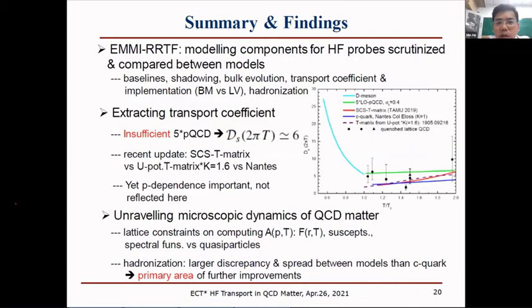The summary. So in the task force, the modeling components for heavy quark probes were scrutinized and compared between different models. And on the transport coefficients, one major conclusion was that the transport coefficients must be significantly smaller than 5 times pQCD.